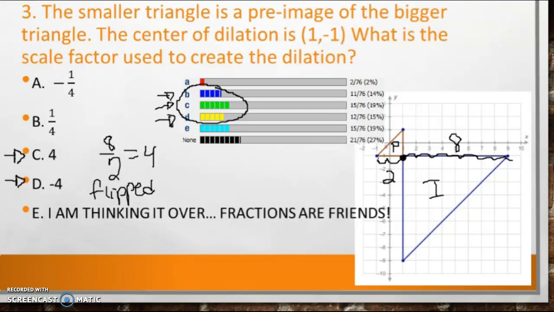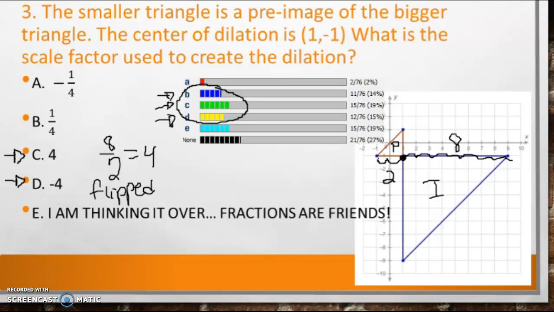Okay, so now we've heard why we think it's C. Denisha said you're going to take the bases and you're going to do image over pre-image and get 4. Nathan said, yeah, I agree it's 4, but I think it's negative because it's flipped. It's on the opposite side of the center of dilation. Caleb, do you have something you want to add?